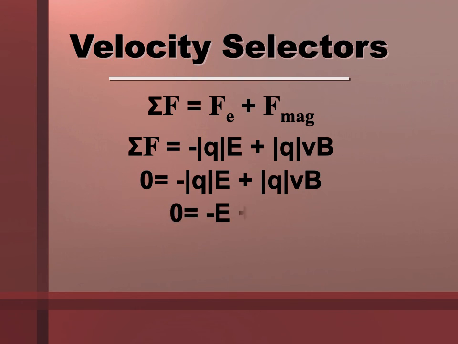deflected. And so cancel out the q's, because divide everything by q, and rearrange, and you get the electric field divided by the magnetic field equals the velocity. And that's kind of cool, because then if you know the electric and magnetic fields, you know exactly how fast this subatomic particle that you can't actually see is going.